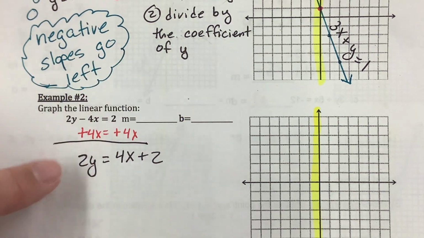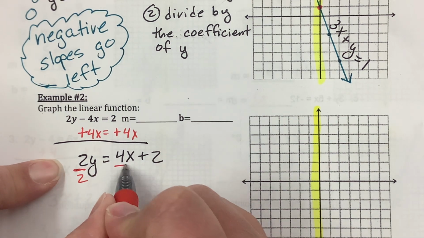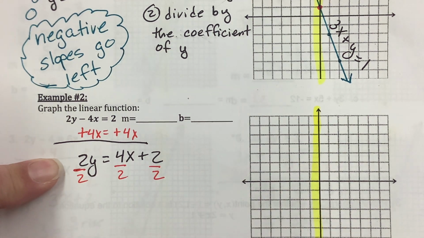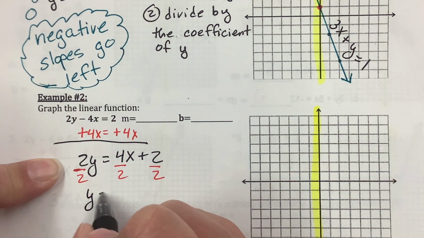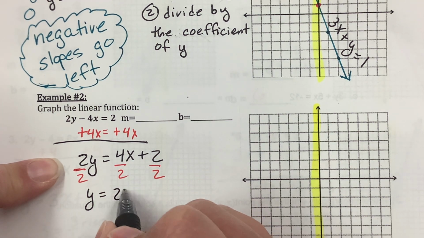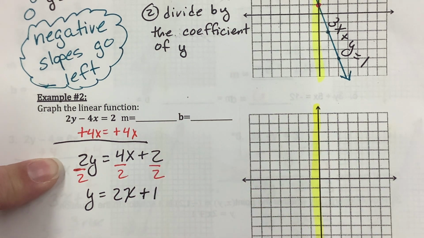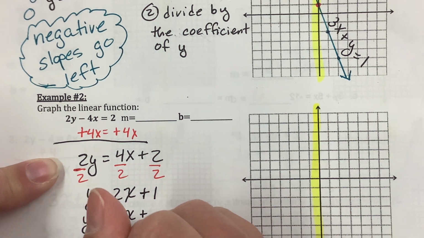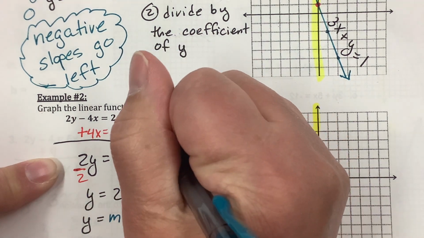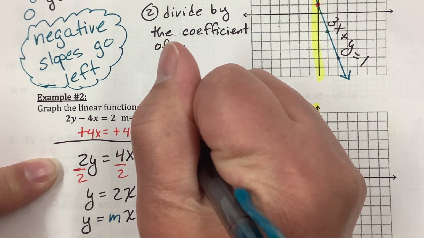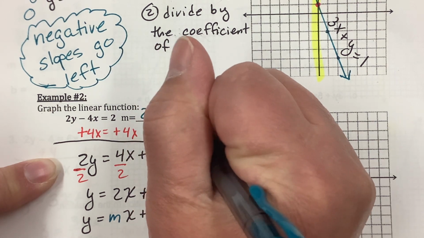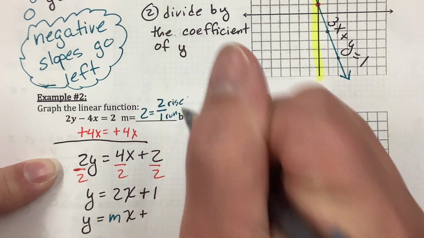All right, now move it up a little bit so I can still see it. Divide by the coefficient of y. Coefficient of y is 2. So I'm going to divide by 2. Everybody gets divided by 2. 2y divided by 2 is y. 4x divided by 2 is 2x. 2 divided by 2 is plus 1. Now I have y equals 2x plus 1, and the m is my slope, 2. M equals 2. But really, I want it as a fraction. Rise 2, run 1.